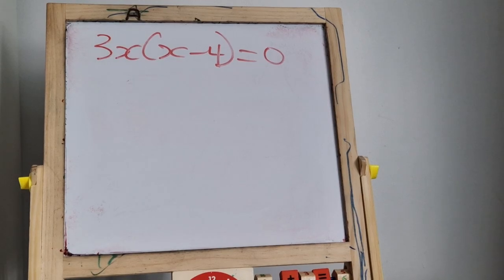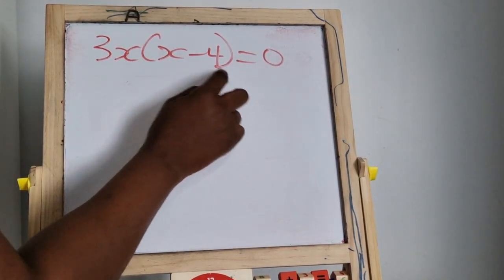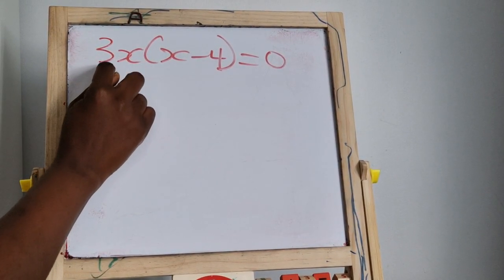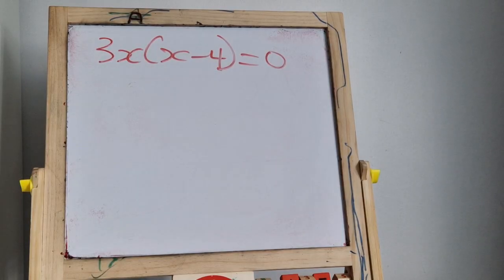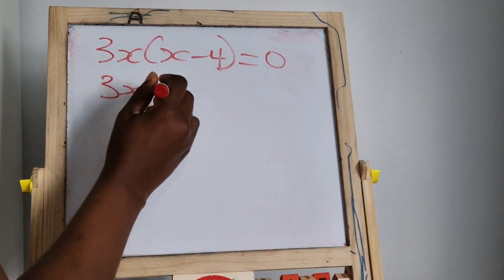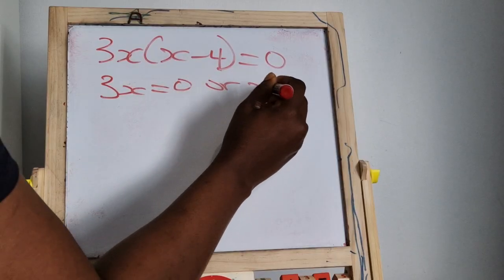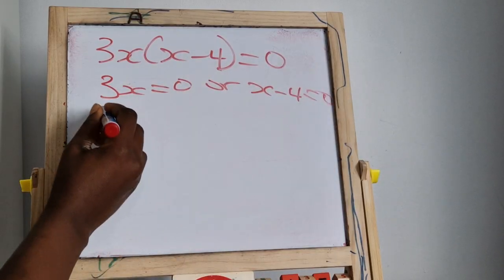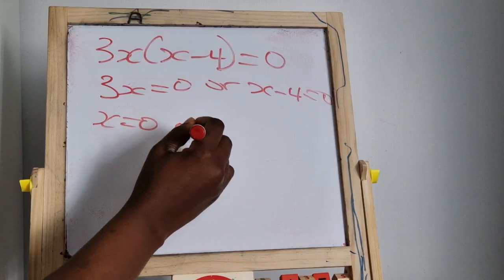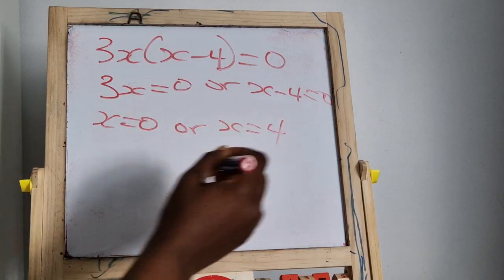This is another example. This is also a product of 3x and x minus 4, and this means that 3x equals 0 or x minus 4 equals 0. That means x equals 0 or x equals 4.